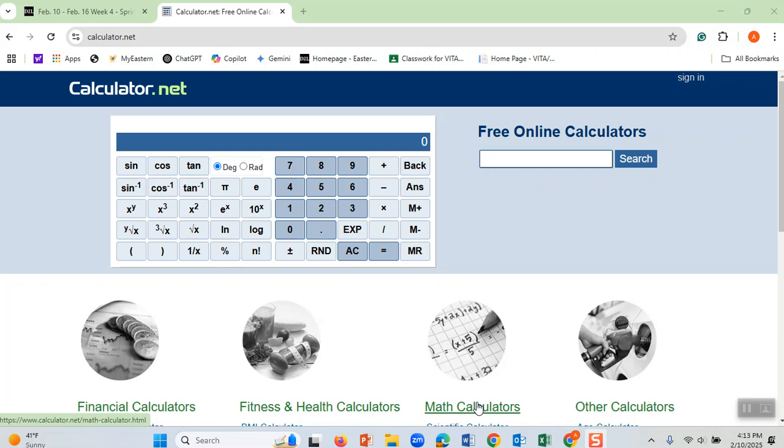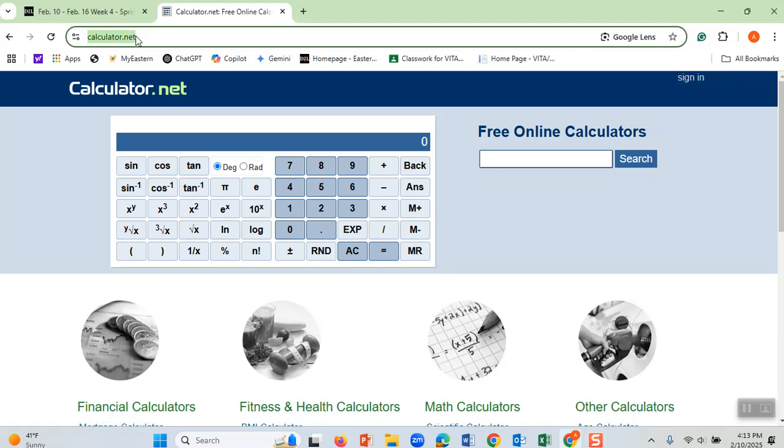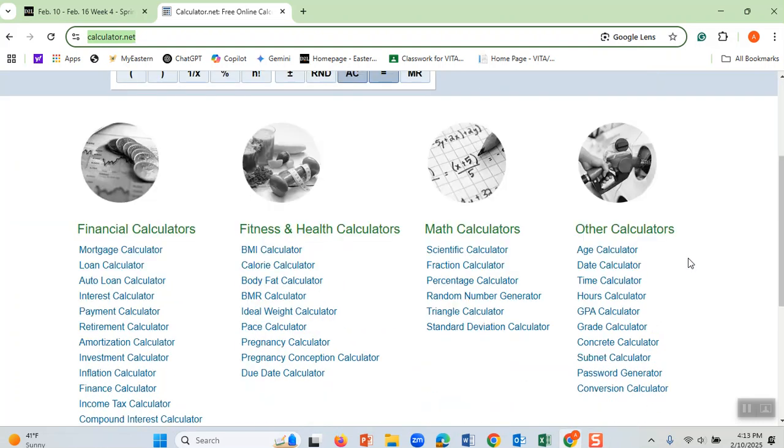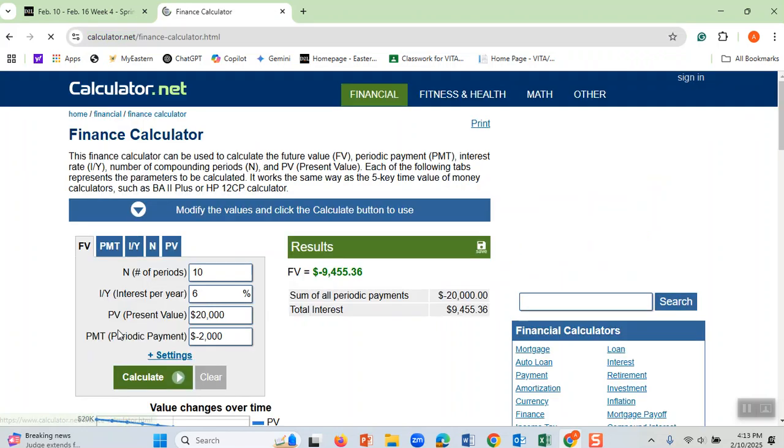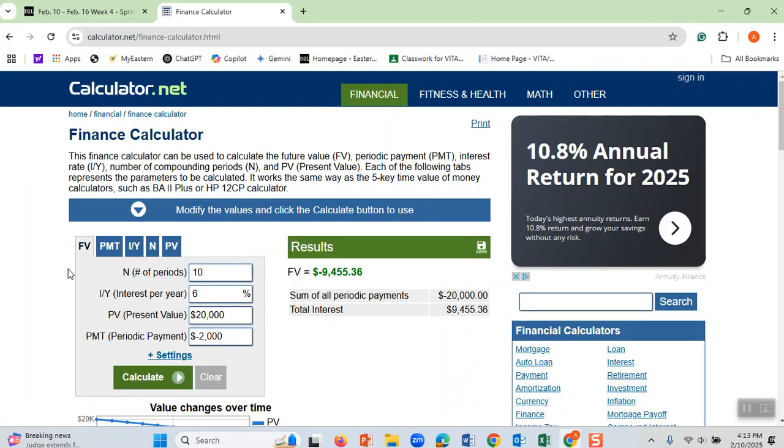Let's see what we mean by time value of money. Here is a website, calculator.net. Some of the students have seen this site from the previous semester when they took personal finance. If you look here, financial calculators, all of these are about finance, but this one in particular is something we talk about in the assignments for this week. Finance calculator. And if you look here, it's written FV means future value, PMT means payment.